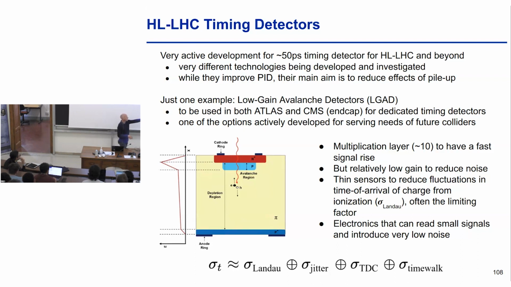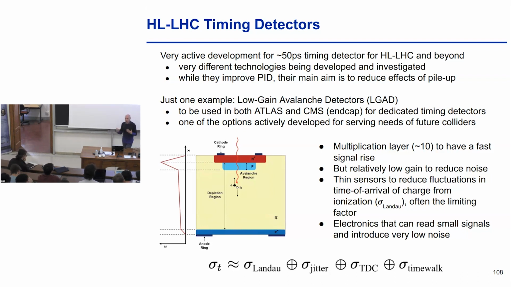And the reason for that is because if you want to summarize what are the main effects that enter your time resolution, the first one is what is often called the Landau term, which is just the fact that as the particle ionizes your material, where exactly these electron holes are created is a stochastic phenomenon. They will not be always at the same place. So depending if they are created earlier or later, when your signal will actually arrive to your detector will be at a slightly different time. That seems a tiny effect. This is often the dominant effect in timing resolution for these detectors.